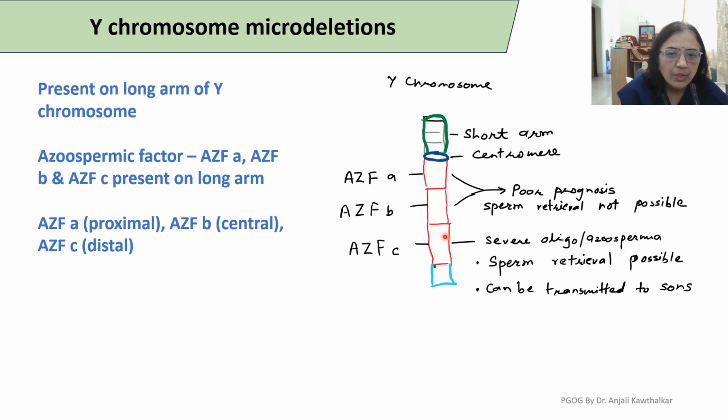of the Y chromosome. Now, AZF A and B are associated with poor prognosis. Sperm retrieval is not possible. That is why we need to differentiate what is the type of microdeletion. If it is AZF C, that is azoospermic factor C microdeletion, it is associated with either severe oligospermia or azoospermia. In these cases, sperm retrieval is possible, but one has to be cautious because it can be transmitted to sons, and accordingly we have to do the counseling of the couple.